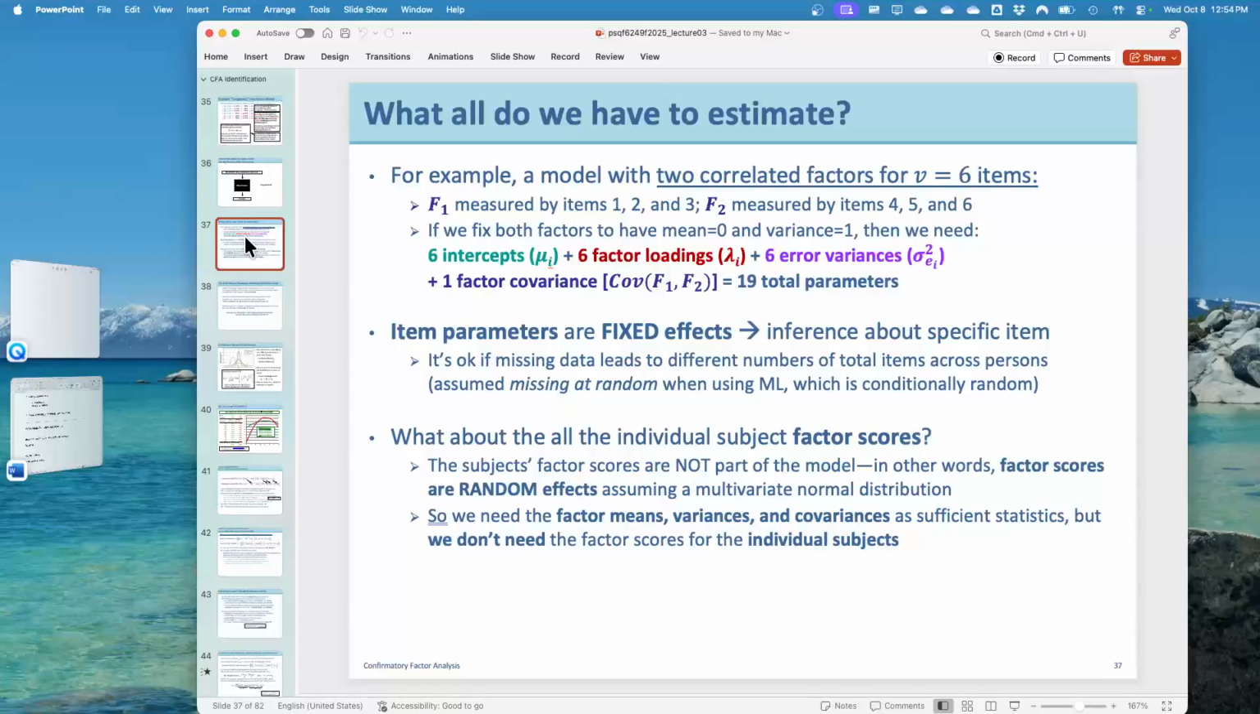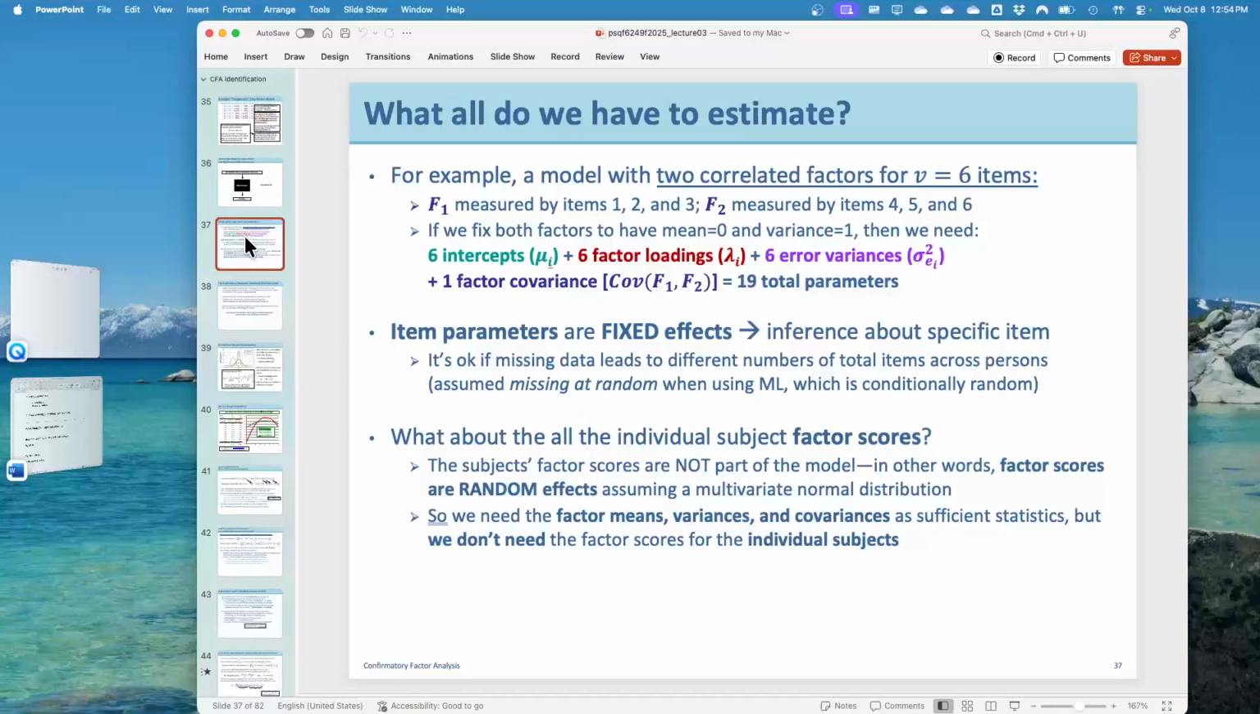We have that model that I had before, a model with 2 correlated factors and 6 observed items. F1 was being measured by the first 3 items, and factor 2 was being measured by the last 3 items. If we fix both factors to have a mean of 0 and variance 1, remember that's standardized factor or z-score factor identification. We talked about identification methods last week. Then what we have to estimate are all the intercepts, 6 intercepts, all the factor loadings, 6 of them, and 6 error variances, or unique variances. So there's 18 parameters plus 1 factor covariance between the 2 factors.